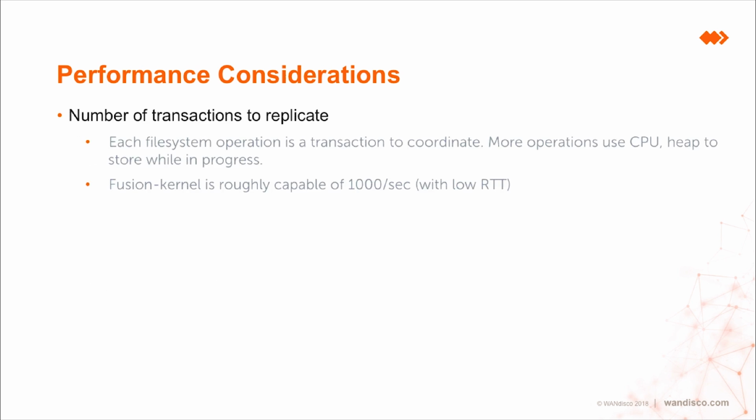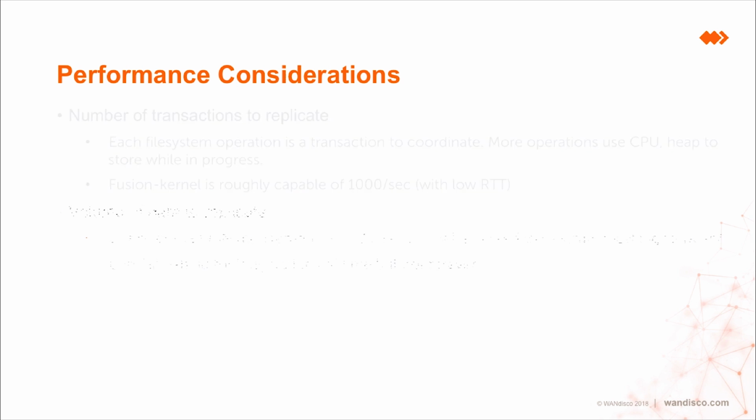For performance considerations, the number one consideration is the number of transactions you're going to replicate. Remember that each file system operation is a transaction that Fusion needs to coordinate. The more of these, the more CPU usage and the more heap usage is going to be required. The Fusion kernel is roughly capable of handling 1,000 of these per second, and that's with low round trip times.